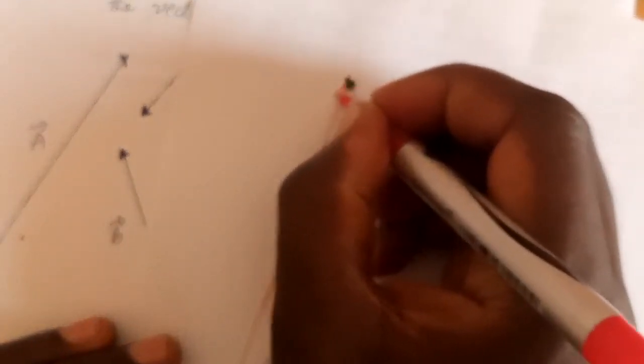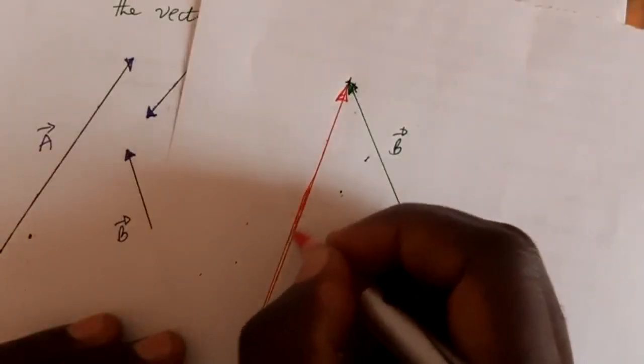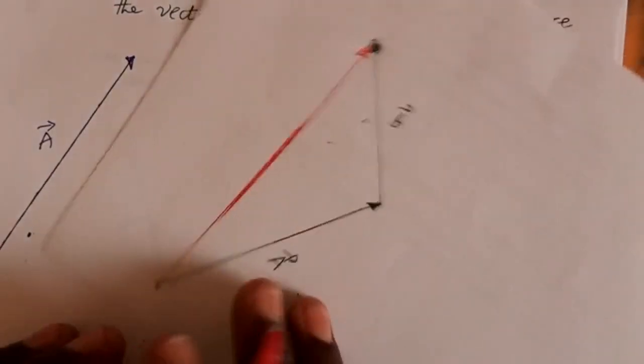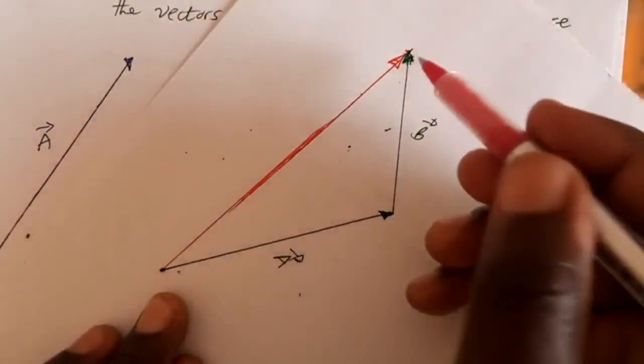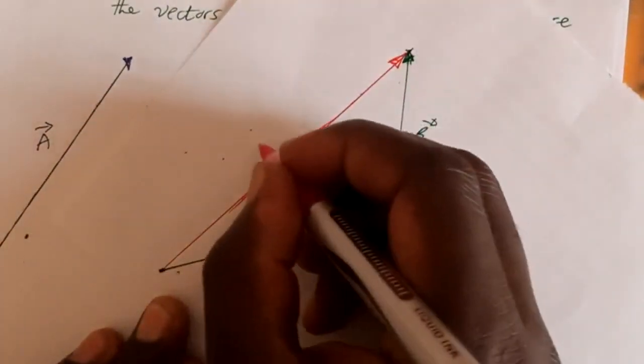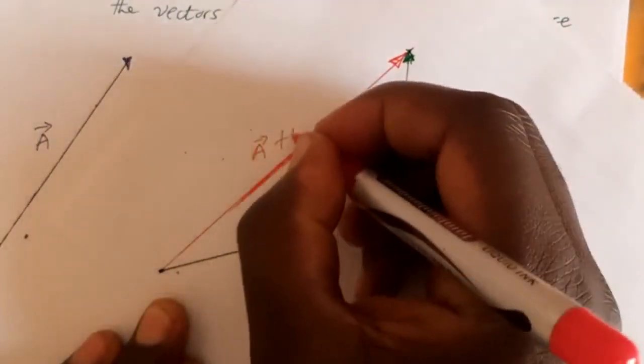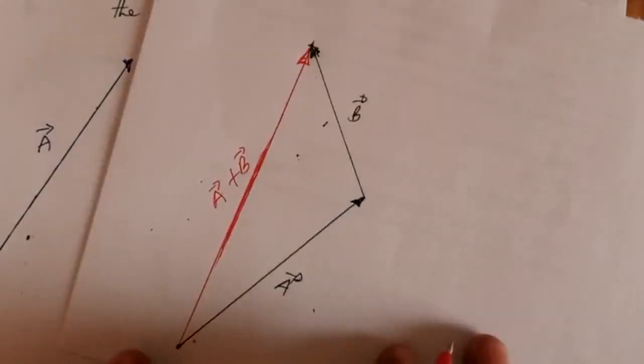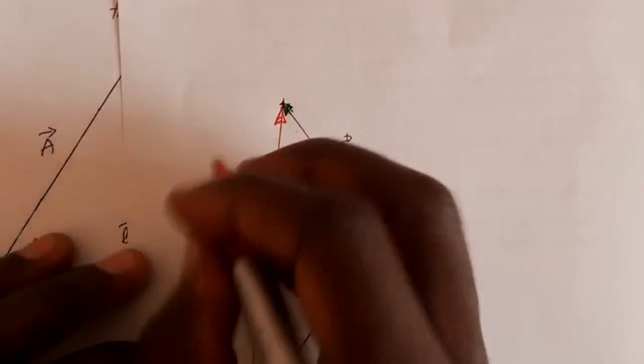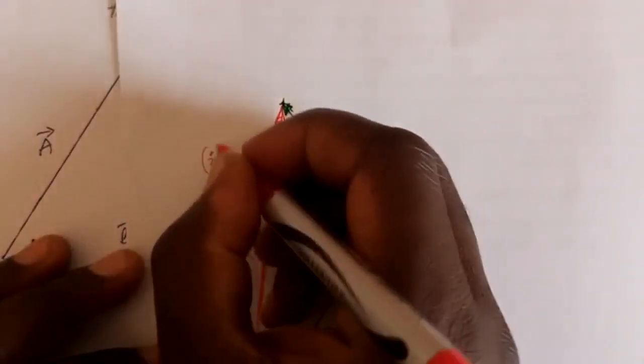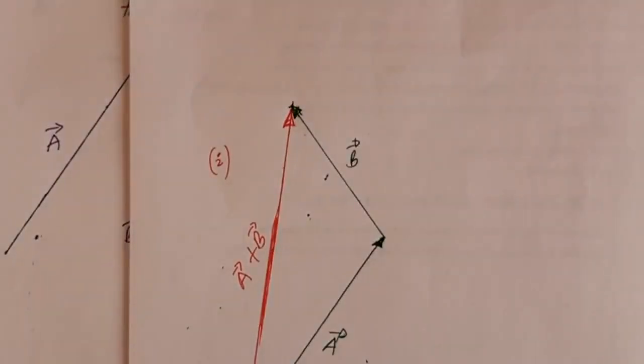This is my vector from the tail of A to the head of B. This is my A plus B. Okay, with this you have solved the Roman number 1 part of the problem. Let's now move on to Roman number 2.